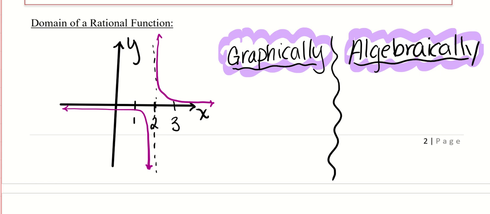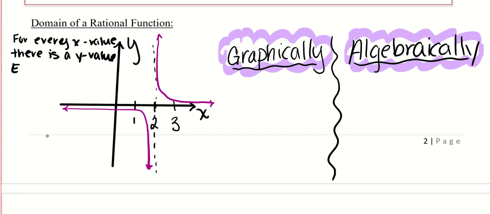But what we're looking at here is that for every x value, there is a y value, which means that we have a function. So if that function never actually touches that x equals 2 line, we have a y value for every x input except x equals 2.